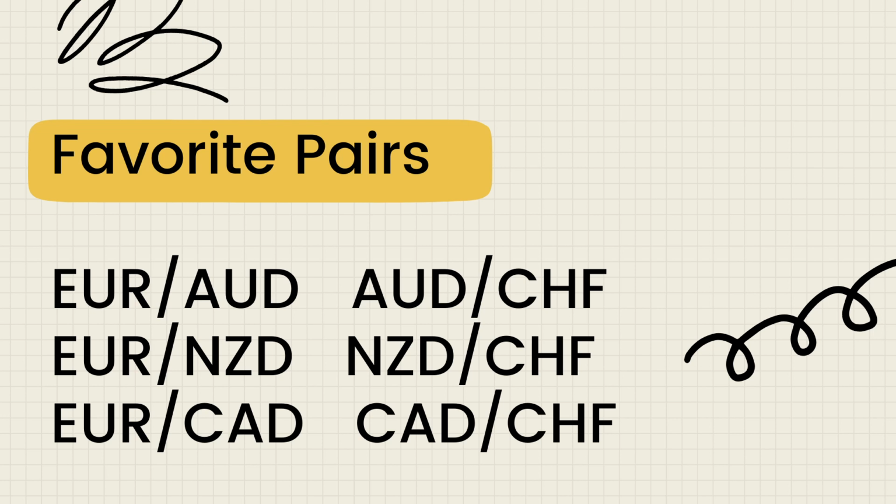I also like trading the Australian dollar, New Zealand dollar, and Canadian dollar against the Swiss franc. They are similar to the Euro pairs with less volatility, and they tend to respond very well to risk appetite along with the pure fundamentals of those countries. I also love to trade the Australian dollar and New Zealand dollar against the Canadian dollar. Why? Because these currencies are pure reflections of how one country is doing against the other.